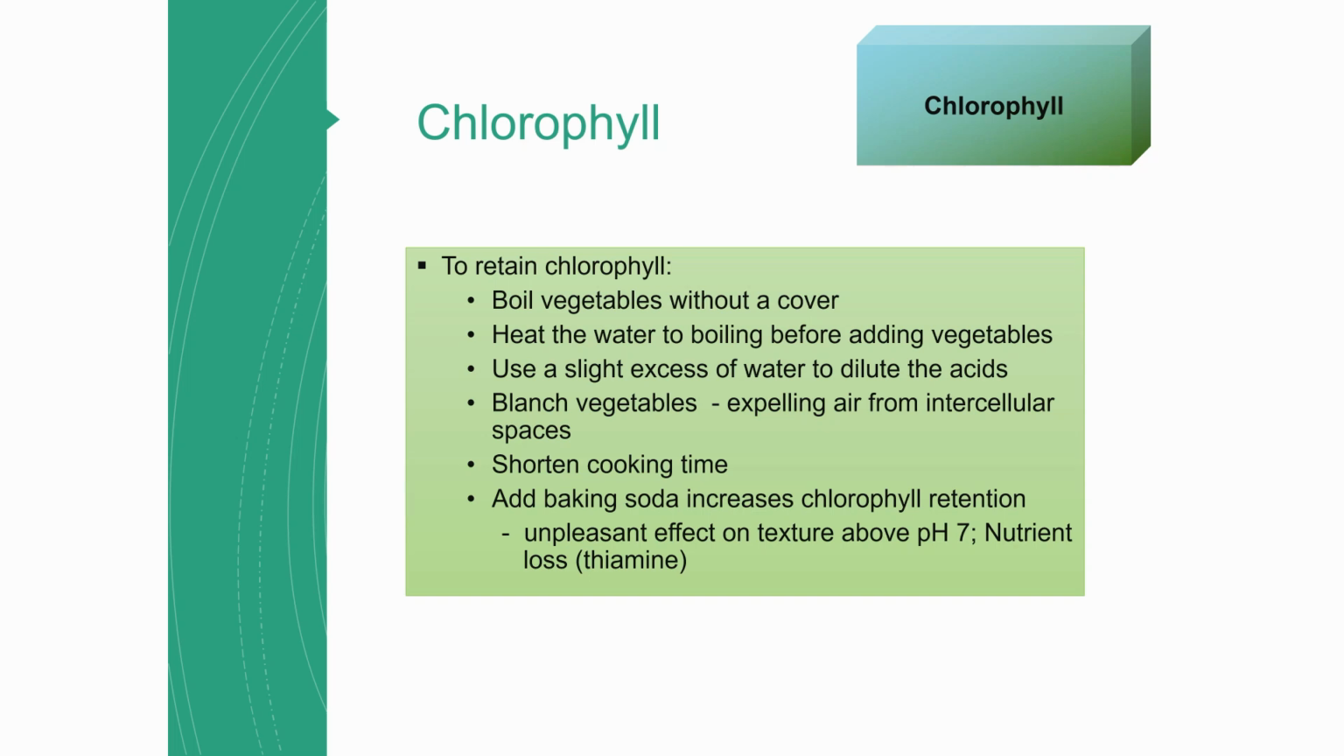Use a slight excess of water to dilute the acids. Blanch vegetables, expelling air from intercellular spaces. Shorten the cooking time and add a bit of baking soda to increase chlorophyll retention. But you don't want to add too much because you could have an unpleasant effect on texture if the pH goes above 7. You also might experience nutrient loss of thiamine.